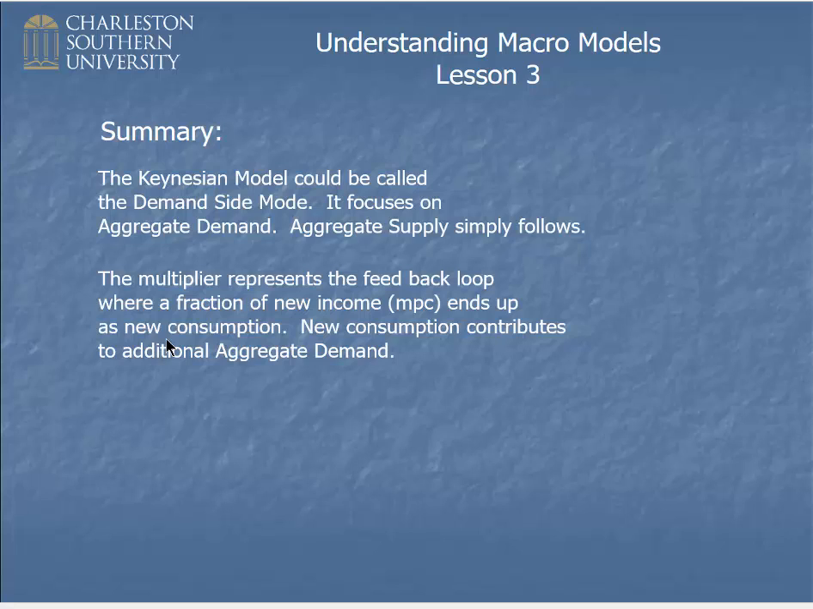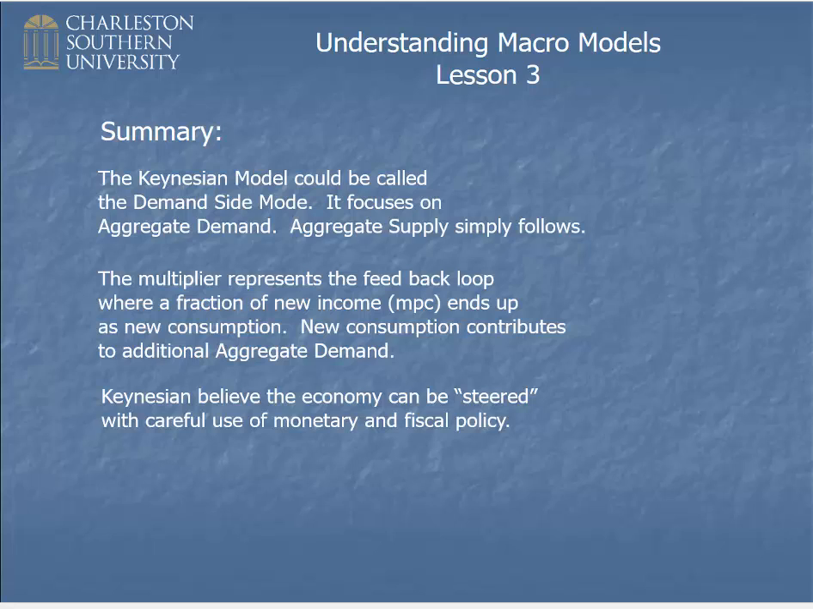So when those production supervisors hire those new workers, they get paid, and a fraction of their new income, in the problem we worked it was 60%, right? Wasn't it 0.6? Ends up as new consumption. And that new consumption contributes to additional aggregate demand. Keynesians believe that the economy can be steered with careful use of monetary and fiscal policy, and I haven't really spent any time on what these two things are, and that will come up in lesson 4, the last lesson.